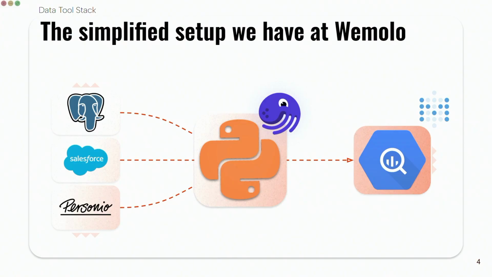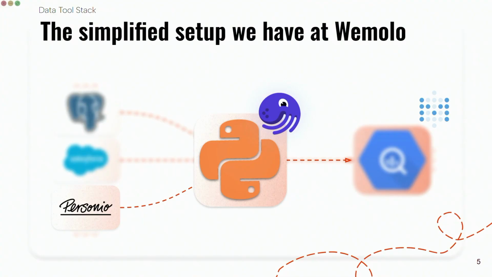And then we have something connected to BigQuery, which is Metabase. Metabase is our BI tool. This talk specifically will be more about this stack here. So we sync Personio using Python and Dagster, and then we sync everything to Metabase.